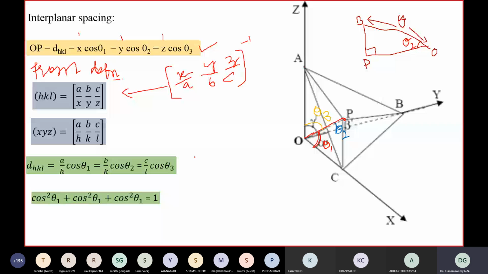We have for orthogonal coordinate systems, cos square theta 1 plus cos square theta 2 plus cos square theta 3. This is a mathematics theorem. Cos square theta 1 plus cos square theta 2 plus cos square theta 3 equal to 1. This is for orthogonal coordinate system. Write down here, for orthogonal coordinate system.